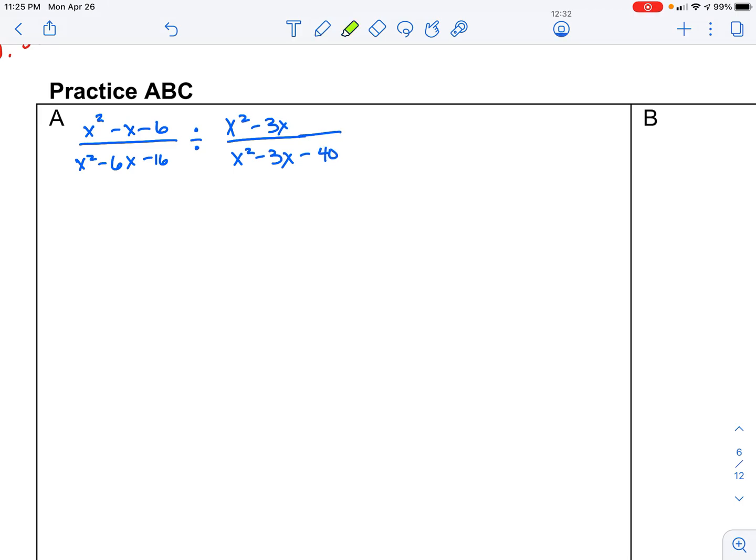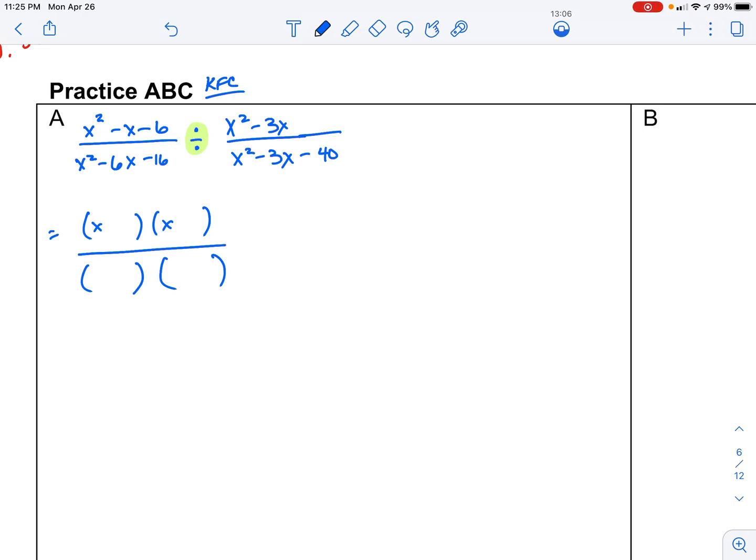All right, so take note, guys, division. So what am I going to have to do here? KFC, right? Keep, flip, change. Let's go ahead and factor the first fraction over here with these 2 expressions. We have x squared minus x minus 6, and we have x squared minus 6x minus 16. Let's focus on the top one here. X and x. What are my factors of negative 6? I could have negative 2 times 3, negative 6 times 1, or I could change the signs around.